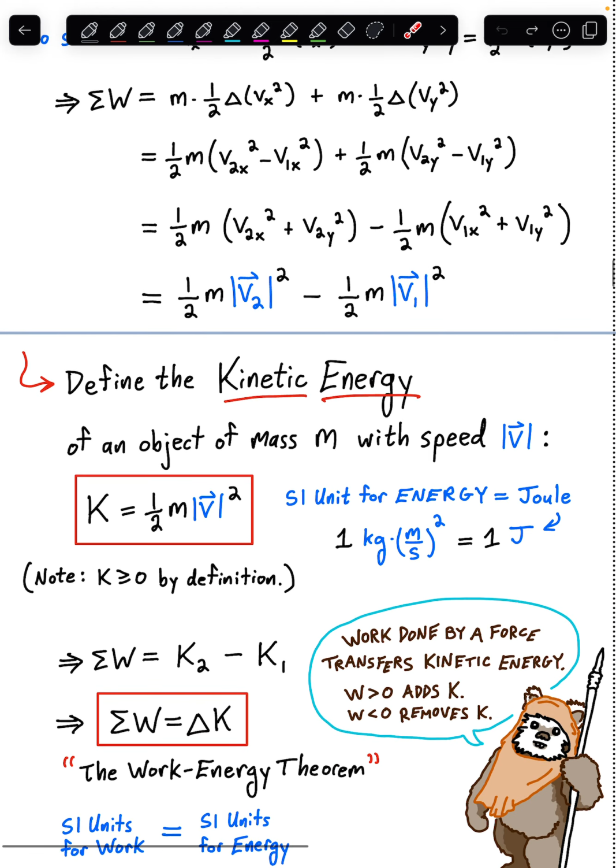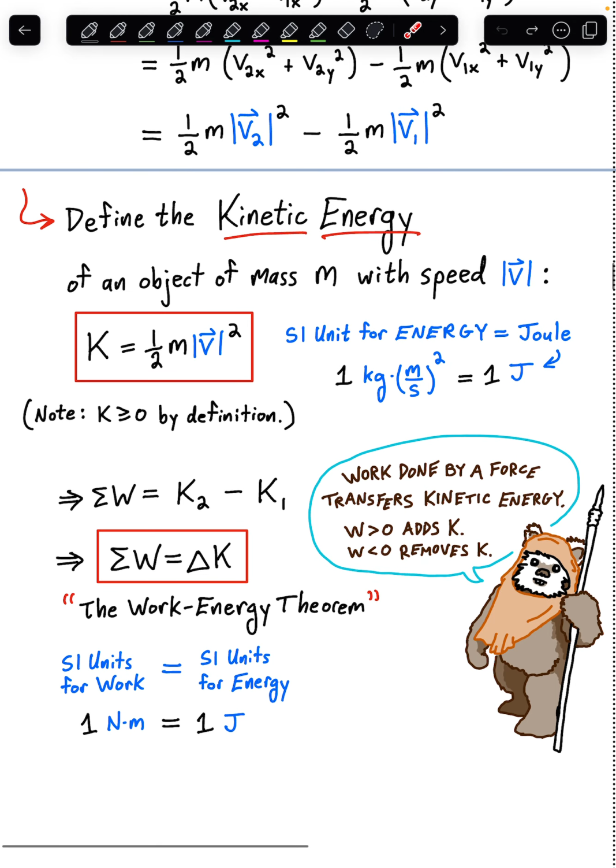So what we found here is that the net work done on an object subject to some net force between two moments is equal to the difference in the final kinetic energy and the initial kinetic energy of the object. Final 1/2 mv squared minus initial 1/2 mv squared. So that's the delta kinetic energy, capital K for kinetic energy. So the net work on an object is equal to the change in kinetic energy, the delta K on that object. And this formula is known as the work-energy theorem.